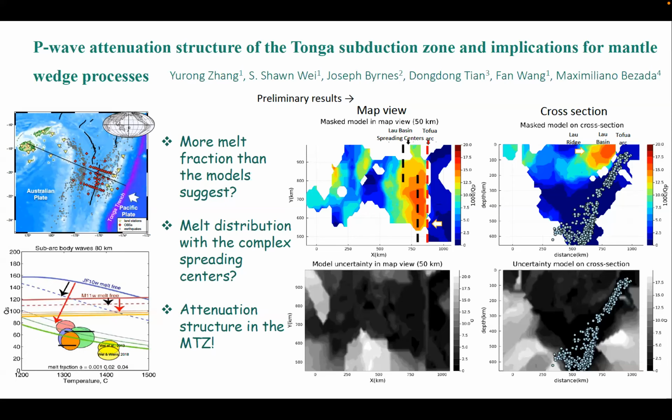The second point is that by combining attenuation and velocity, we could probably calculate the melt fraction and its distribution in such a complex spreading and subduction system. The third potential direction is that by using such a unique technique, we could extend our model space into the mantle transition zone. So we could probably provide some clues about water in the mantle transition zone.